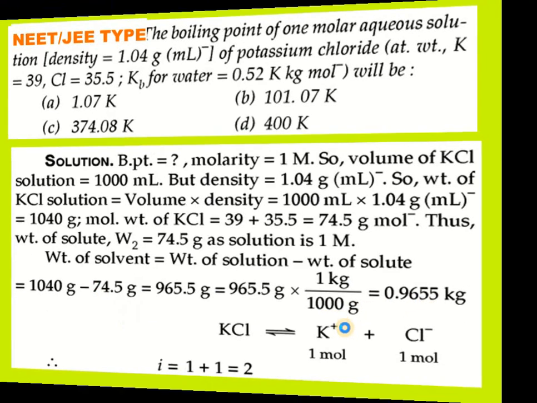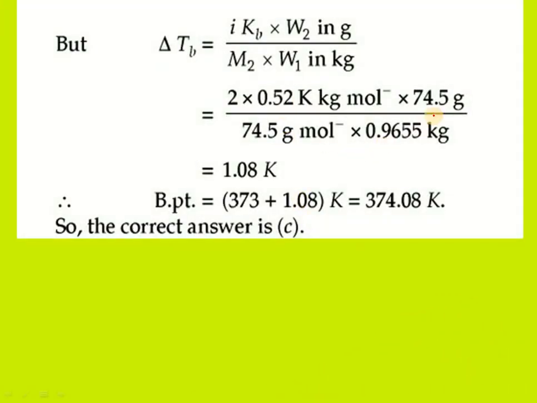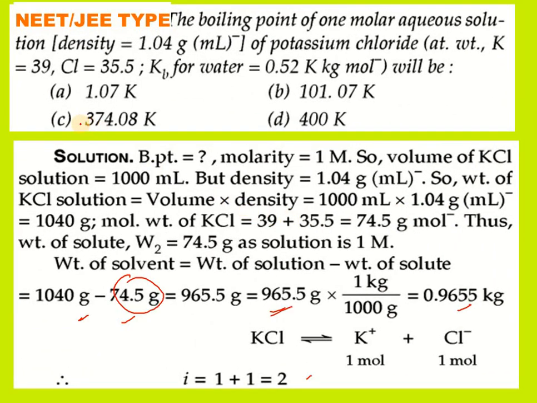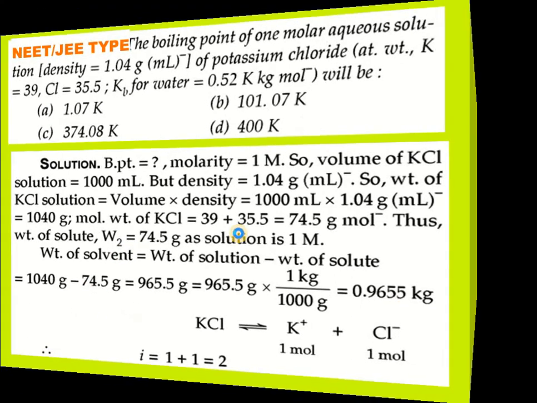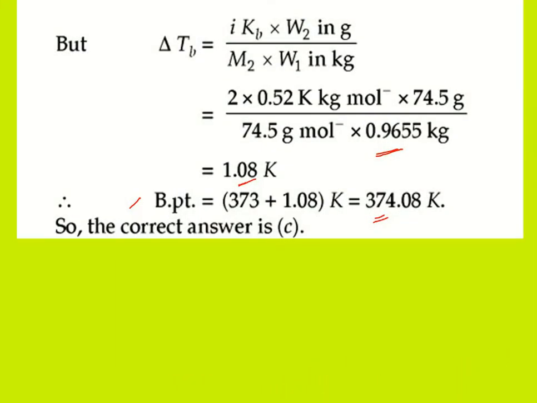So that can be substituted in the molality expression. 965.5 grams we converted into kilograms and got 0.9655, and the i value is 2, the weight of solute is 74.5, and the Kb value is substituted. After that, the delta Tb value we got is 1.08. Now what is the boiling point? The boiling point is equal to 373 plus 1.08, so we got 374.08. That is option C, the right option for this question.